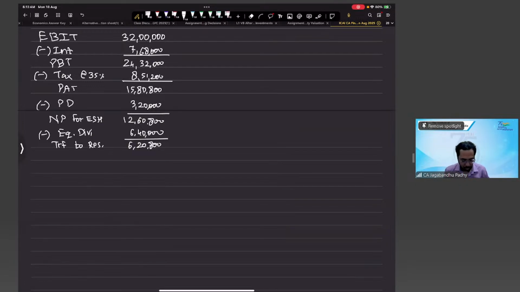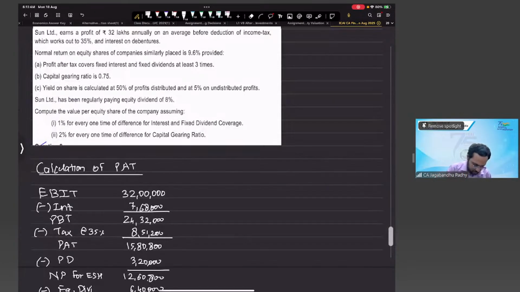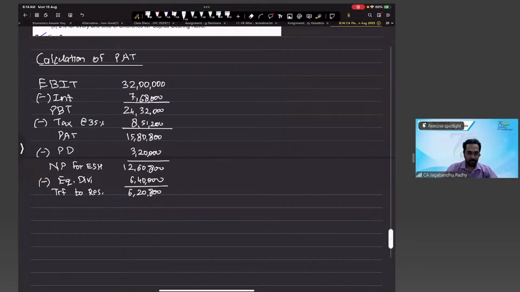Okay. Now, we need to check what is the required return, because they're saying that the normal return on equity shares of a similarly placed company is 9.6%. Similar companies have a return on equity of 9.6%. But of course, I need to add these premiums. So for that, we first need to compute these ratios: interest and fixed dividend coverage, and also the capital gearing ratio. So let us first compute these ratios, guys.